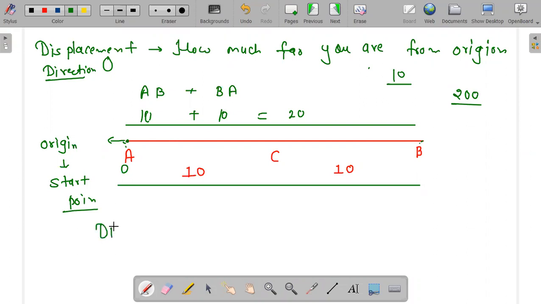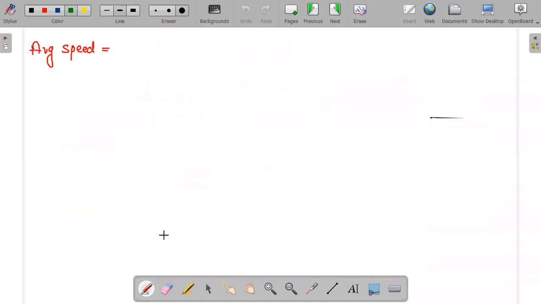But what will be the displacement? The displacement will be 0. Why will displacement be 0? Because the object is returning again, and after 10 rounds it is again at its start point, so displacement can be 0. That's how displacement can be 0.